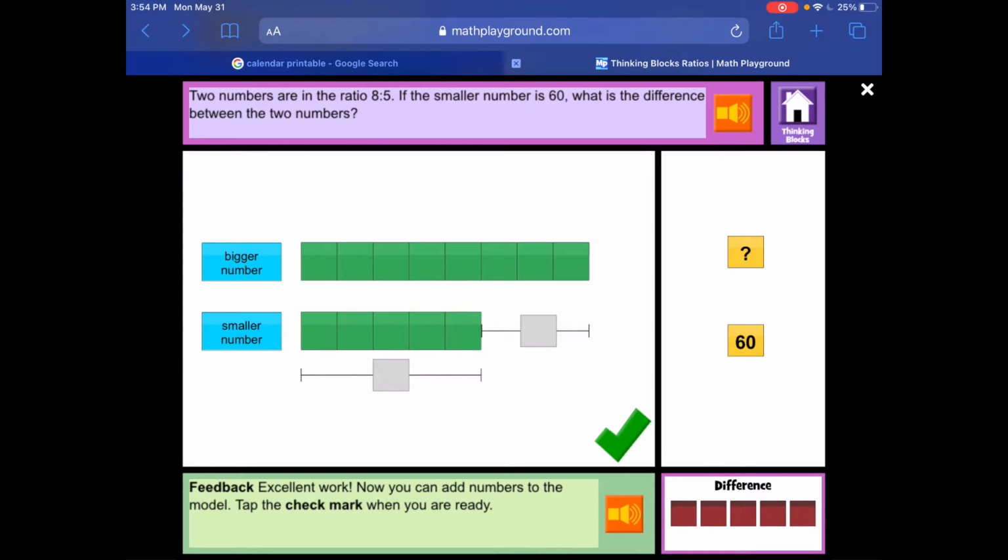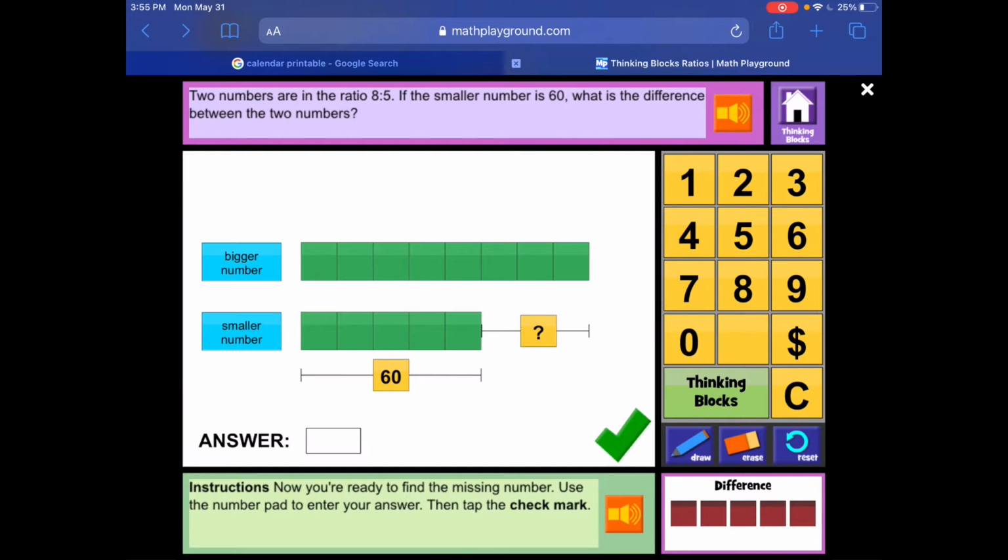Okay, it says if the smaller number is 60, 60 then goes on the bottom. And notice that these lines go from beginning to the end of the green. If the smaller number is 60, what is the difference between the two numbers? And now you might see something different. The other line where the question mark goes is in the gap, right? So it's the distance between the end of smaller number and the end of bigger number. This is what we're solving for. We're solving for how much is missing. That's what the difference means. What's the missing amount?